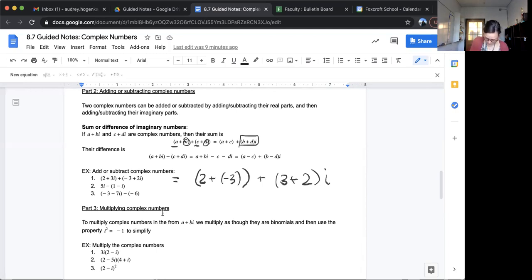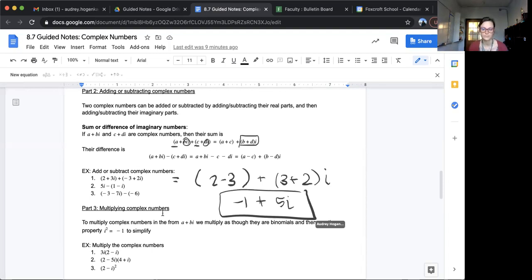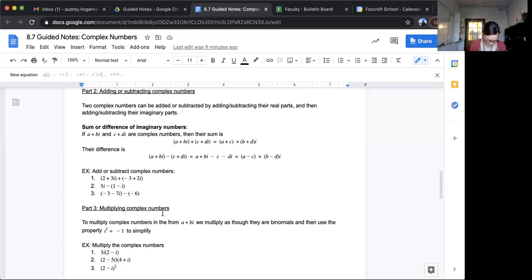So 2 plus negative 3 is just going to give me a minus, 2 minus 3 is negative 1, plus 3 plus 2 is 5, times i is 5i. So we're getting negative 1 plus 5i. Really you're just plugging and chugging in that formula. Number two, we have 5i minus the quantity 1 minus i. We're going to distribute our negative in this, so we have 5i minus 1 plus i. And 5i plus 1i is going to be 6i minus 1, or negative 1 plus 6i.